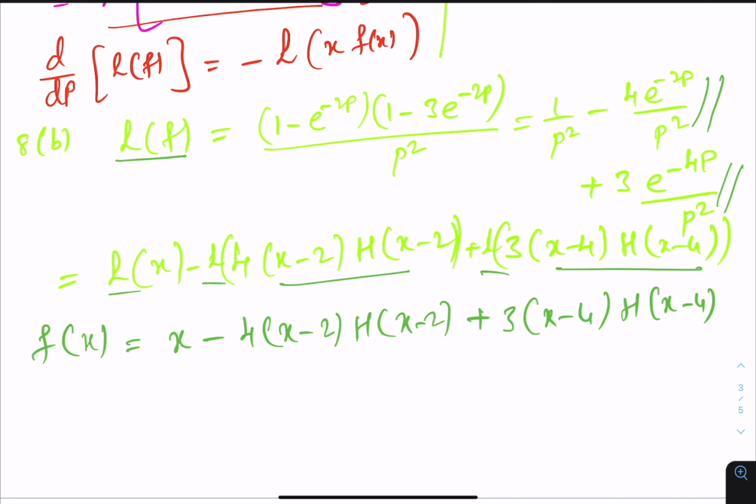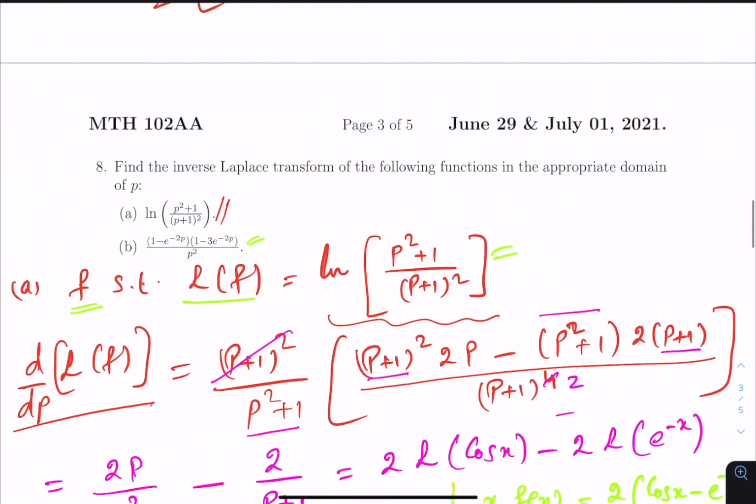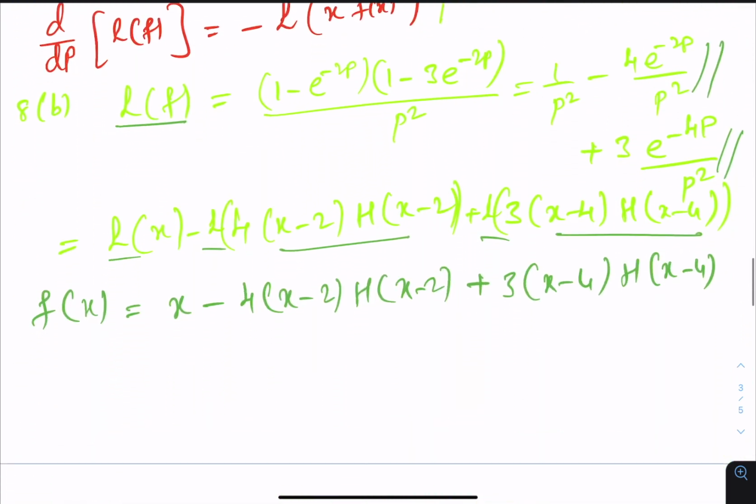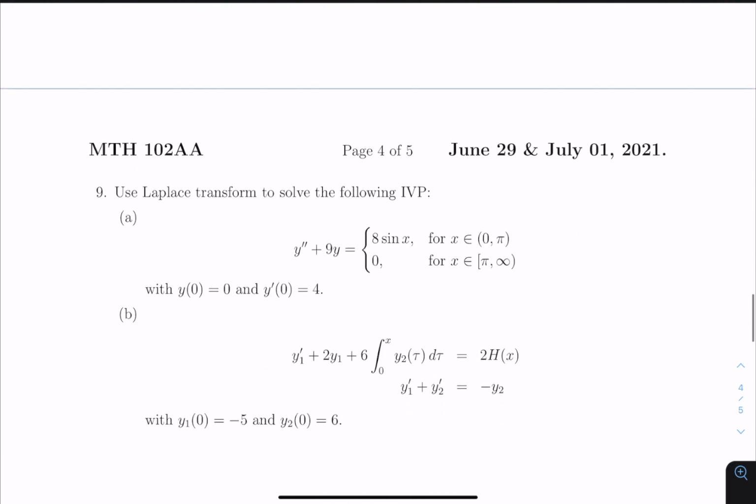Okay, and in this case this is also valid for all p positive. So that is 8b. So with this we have solved 8a and 8b both. So this is your final answer in terms of the Heaviside function. Okay, now let's look at the next problem. It's the 9th problem, 9a.